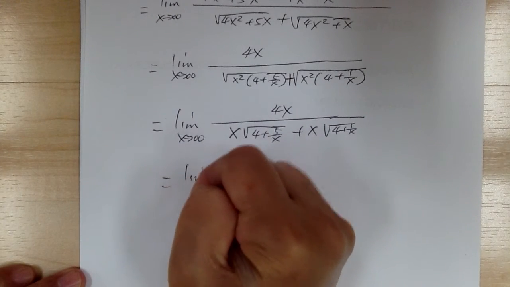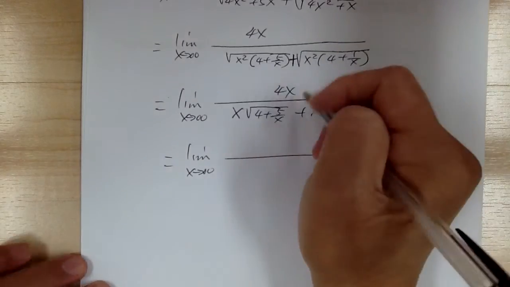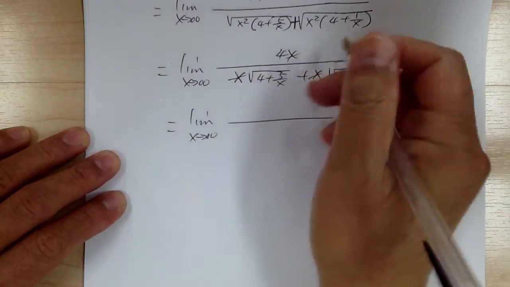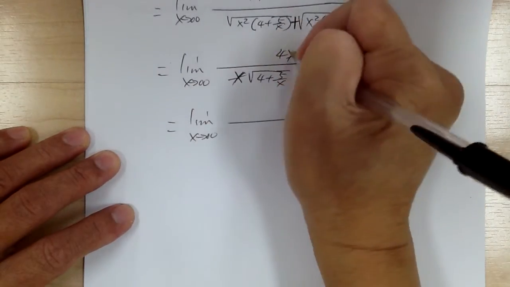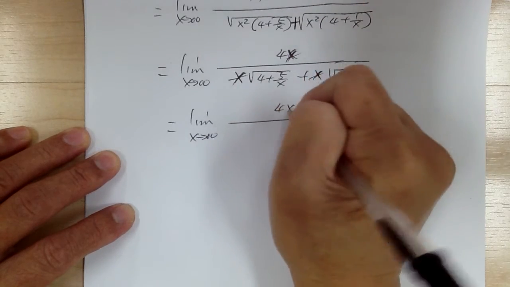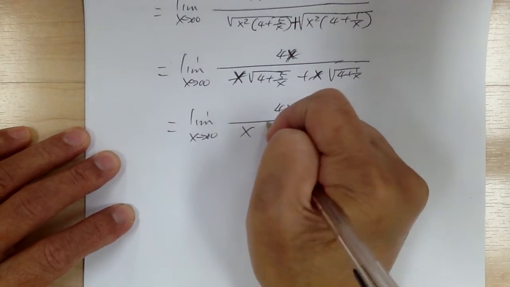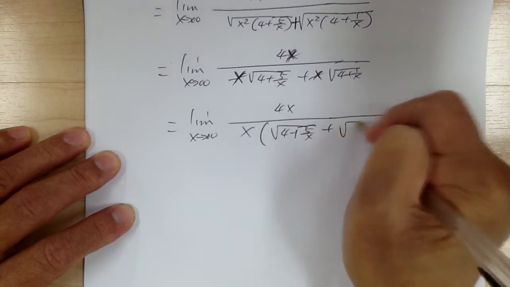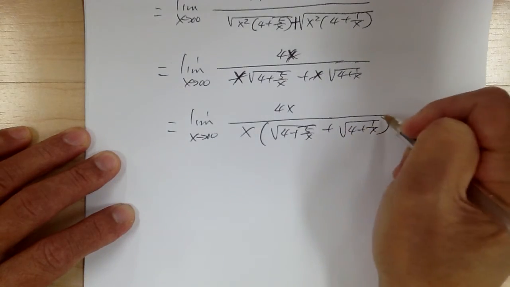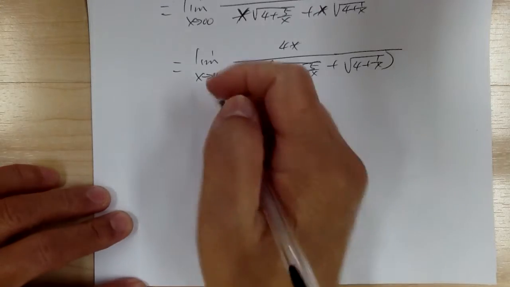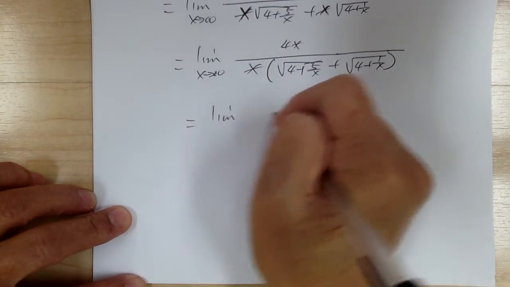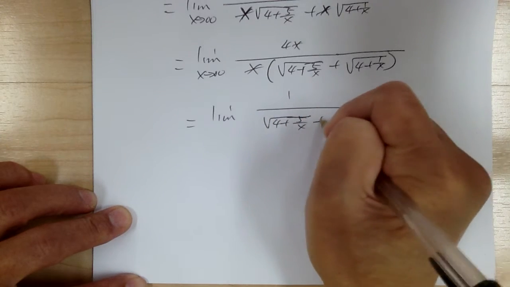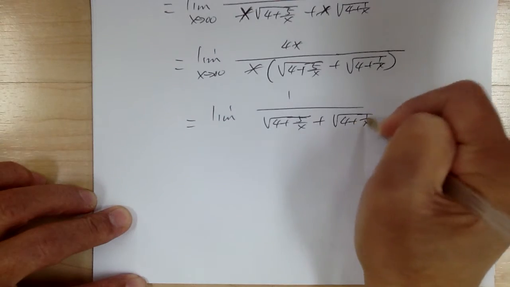Okay, and so this will equal, well, the x will cancel out. So you factor the x. Okay, let's do one more step. So it will be a 4x, and over here I'm going to factor the x. So you're going to get the square root of 4 plus 5 over x plus the square root of 4 plus 1 over x. So the x will cancel out. So this will equal the limit of 1 over the square root of 4 plus 5 over x plus the square root of 4 plus 1 over x.